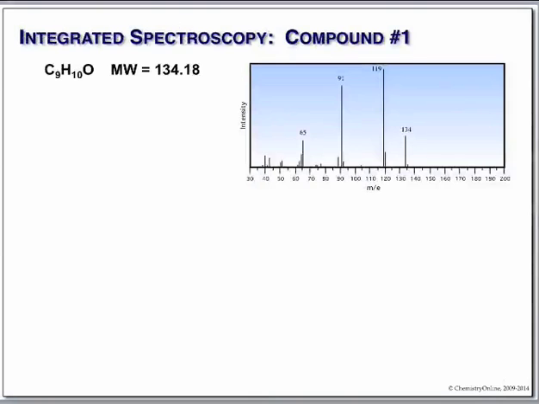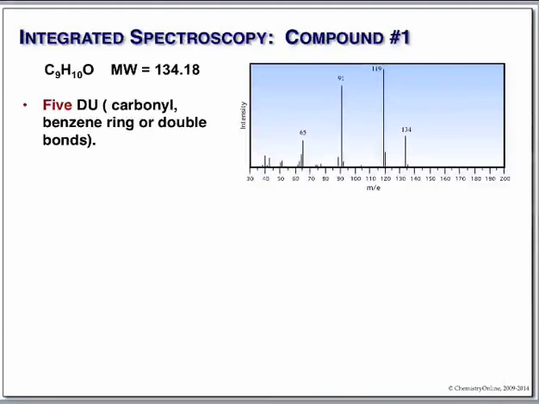Start off with compound 1 here, C9H10O. That's going to give us 5 degrees of unsaturation. That means we're probably dealing with a benzene ring of something, and we have something else. We look at our mass spec. Our molecular ion here is 134. Our base peak is 119.